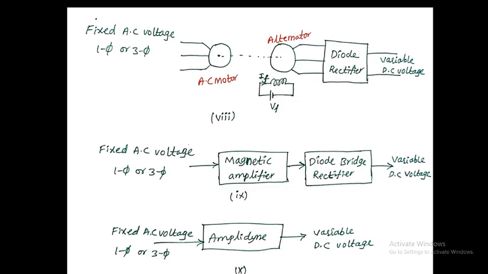So all these are the possible ways to get the variable DC voltage from the fixed AC voltage. In this way we can use any one of the methods to get that variable DC voltage, but we will look at the economic aspects, size, cost, efficiency, all those things, and we'll choose the proper AC to DC converter method in the drives.